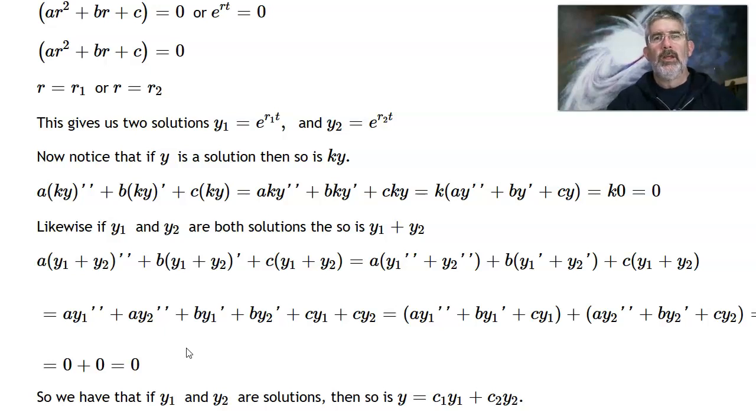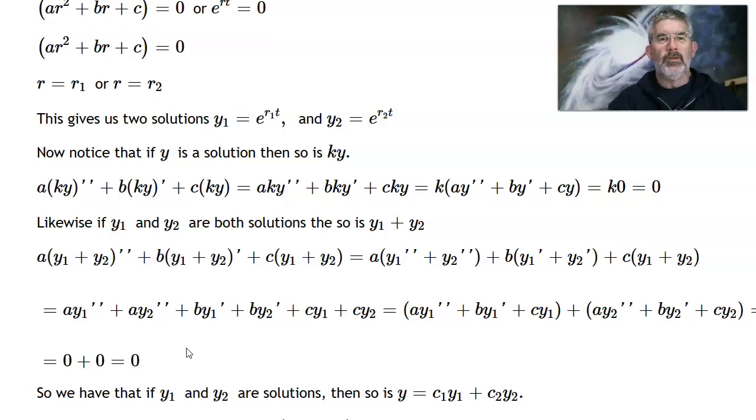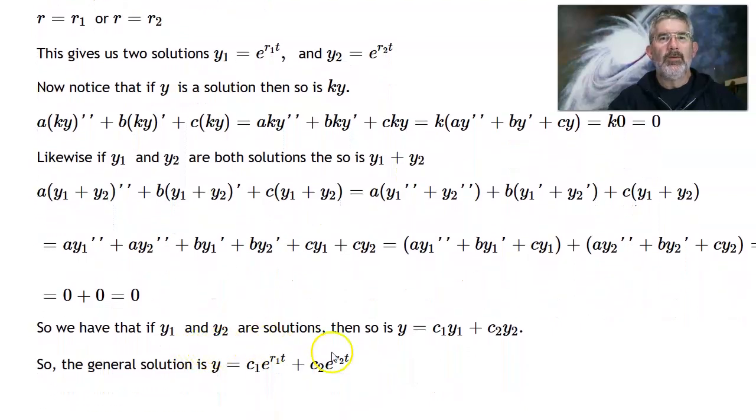So if I have two solutions, then I can write down constant 1 times the first one plus a constant 2 times the second one. And that linear combination of y1 and y2 will also be a solution. Okay. And it turns out that if y1 and y2 are independent of each other, whatever that means, we'll talk about that in the next section, then I have a general solution. That is, all the solutions look like c1 e to the r1t plus c2 e to the r2t.